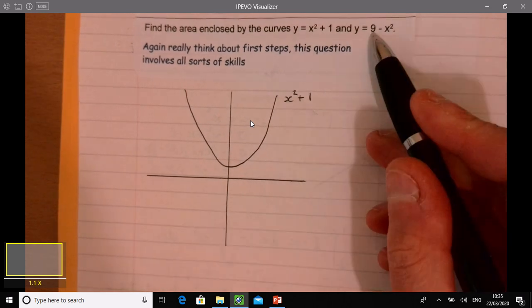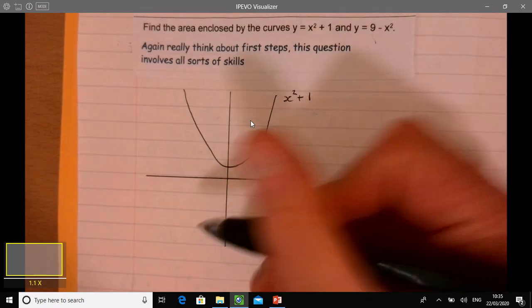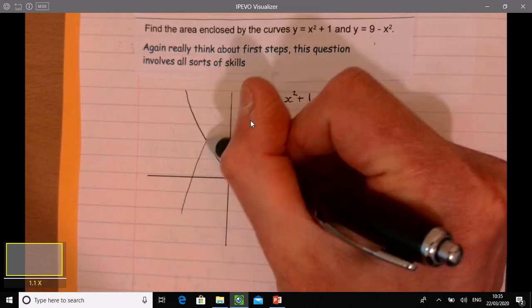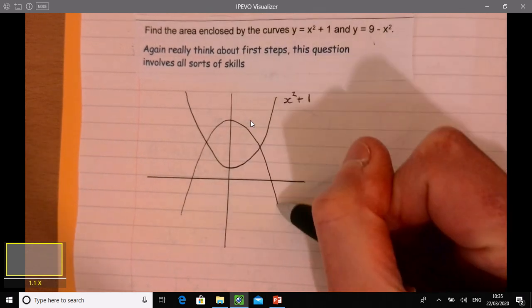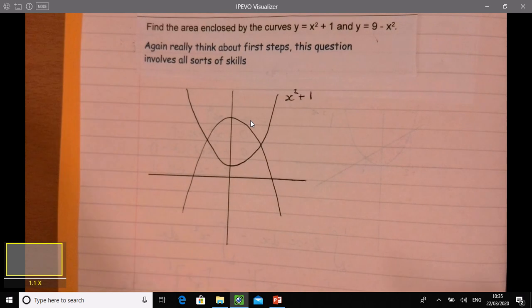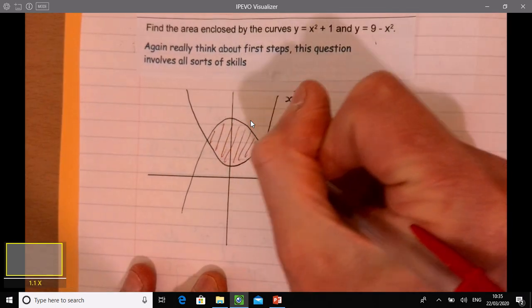Okay, we've got 9 minus x squared, so it's a sad curve. It's going to come up through this point up here somewhere. So here we go, let's pop them up through there. Right, you can see that. So again, let's see what the question is. The question is, what is this area in here?